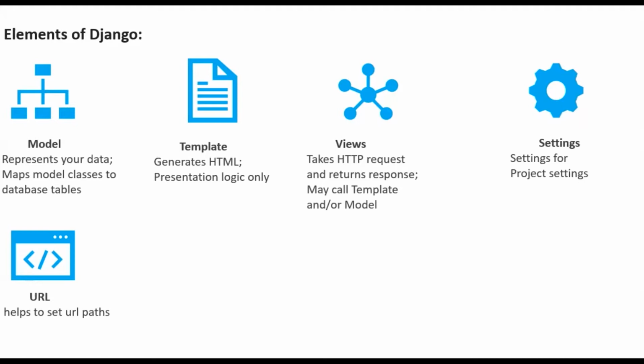Next one is views.py. It takes HTTP request and returns the response. And it is a place where the core logic is written. The next one is settings.py. It is the settings for the project where we define the project related settings. Next one is urls.py. It is a place where we define the URL paths.